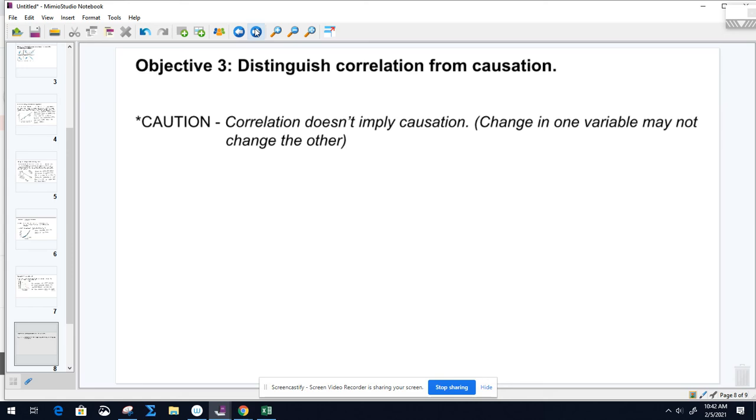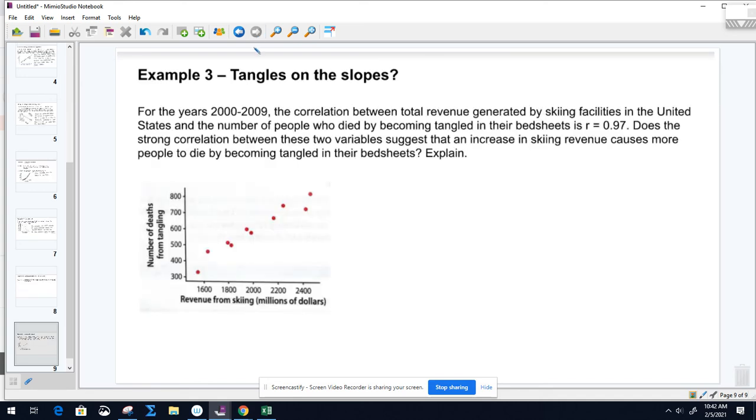Correlation does not imply causation. I did this a lot in my Algebra 1 classes. It's just making sure that you knew two things don't really matter, or they could, but a lot of times they do not. If we look at this example, it's a little wordy, but it says for the years 2000 to 2009, the correlation between total revenue generated by skiing facilities in the United States and the number of people who died becoming tangled in their sheets is 0.97, which is a very strong correlation.